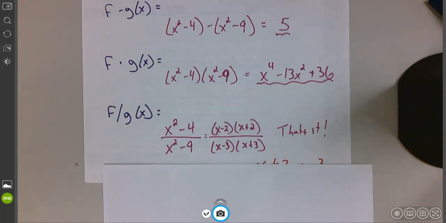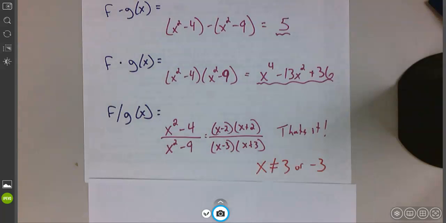So that's it. That is the answer to f of x divided by g of x, or f divided by g of x is how we would say that. Sometimes in the book you'll see this notation afterwards. It says x cannot equal 3 or negative 3. They're giving you a domain restriction. We talked about domain yesterday, hopefully. They're just telling you what numbers x cannot be.